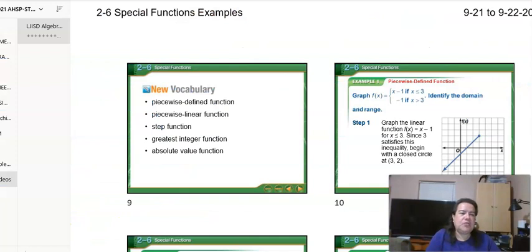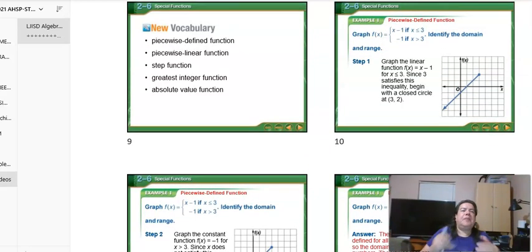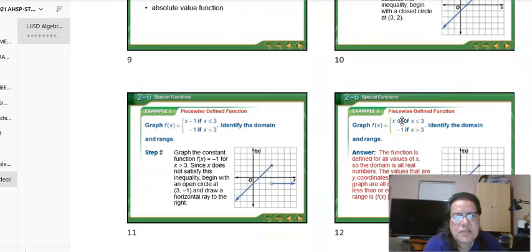Now, let's go on to your packet. Your packet has the vocabulary, and you'll see some of those coming back up when we look at the actual packet contents. Notice slide number 10 shows you a piecewise function, and how to identify the domain in that. So go ahead and look at those examples.